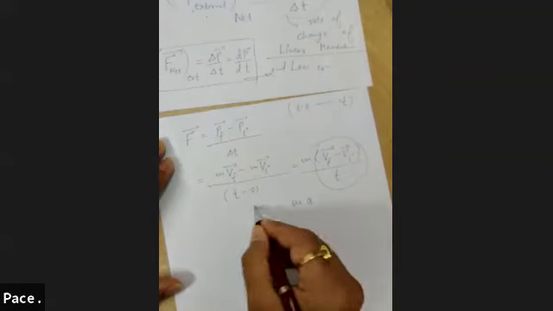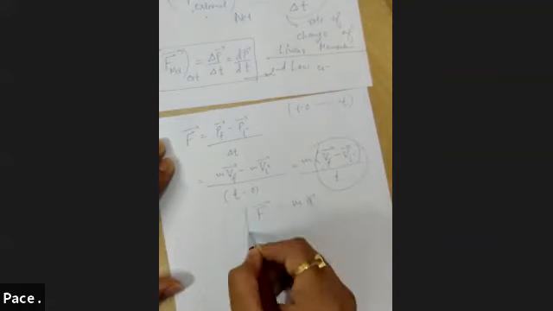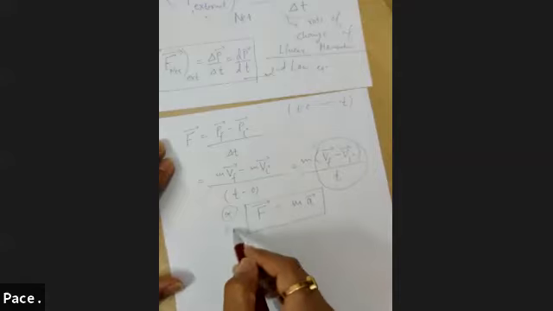So this one is the derived form of Newton's second law. F is equal to ma. You have to remember this equation. You already know this equation. F is equal to ma. Okay.